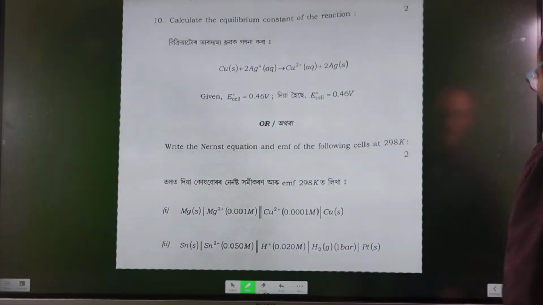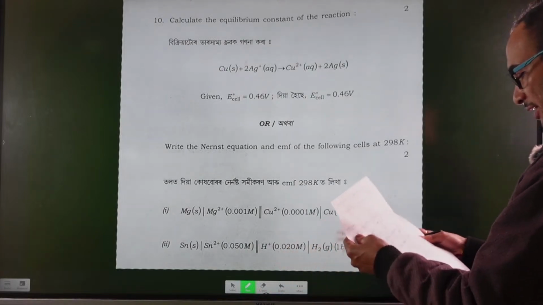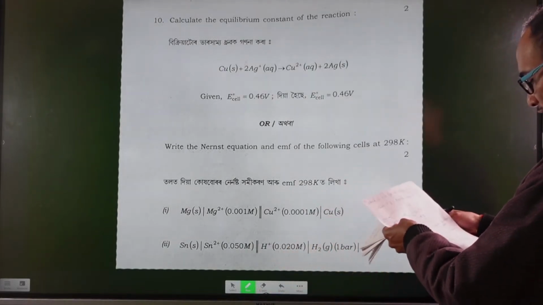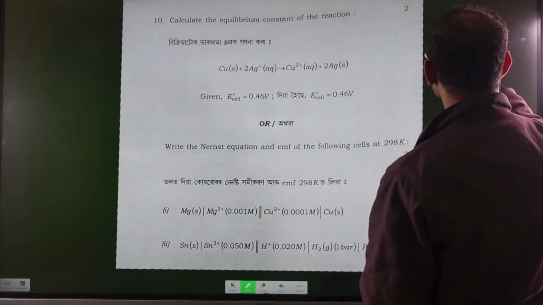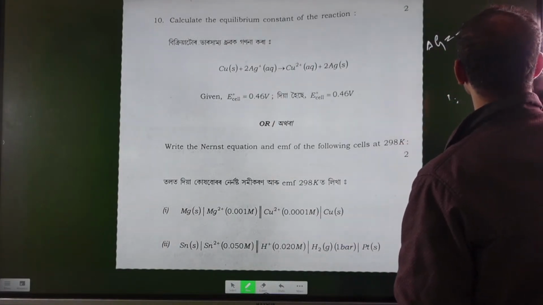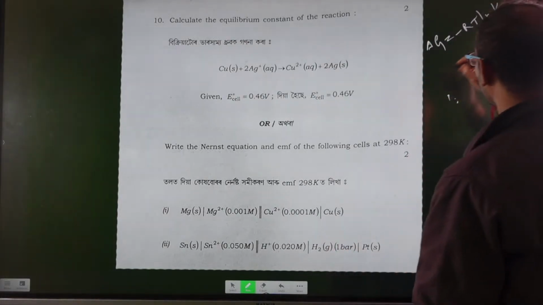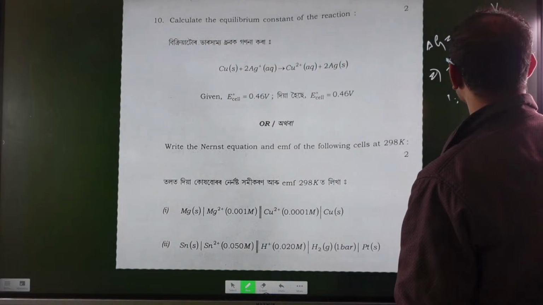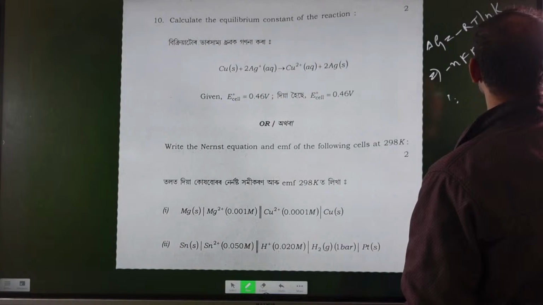Okay. So moving to next question. Calculate the equilibrium constant of the reactions. So you can see here, you can calculate the equilibrium constant using this expression. So you know delta G is Gibbs free energy, right? Delta G is equal to minus RT natural log of K. K is the equilibrium constant, right? So as you also know that delta G equals minus nF E cell. So nF E cell equals RT natural log of K. So minus will be cancelled.